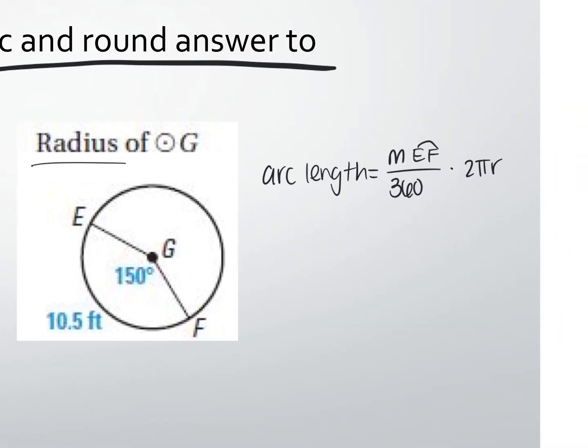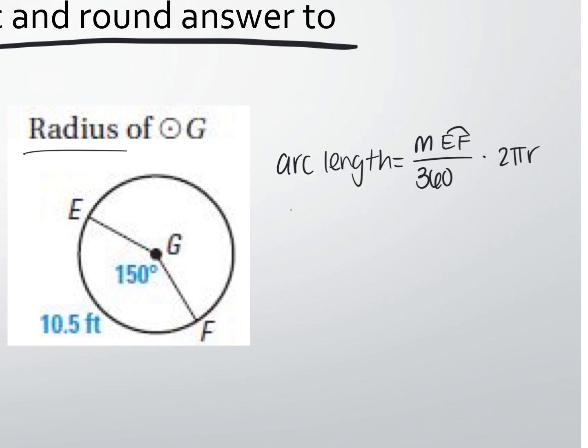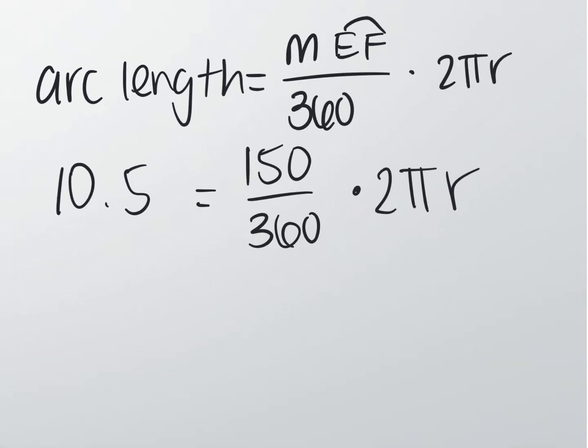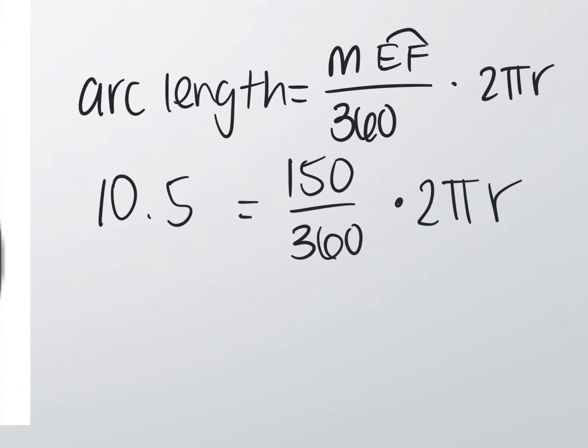All right, now let's plug in. What was the length of the arc? 10.5, so put 10.5 there. Equals, what was the measure of the arc? 150 over 360 times, and now we have 2 pi and r, where we don't know what r is, okay? So guys, for some of you, this is going to be the hardest part, is setting it up correctly. For others, it's going to be doing the step after this to go ahead and solve for r.